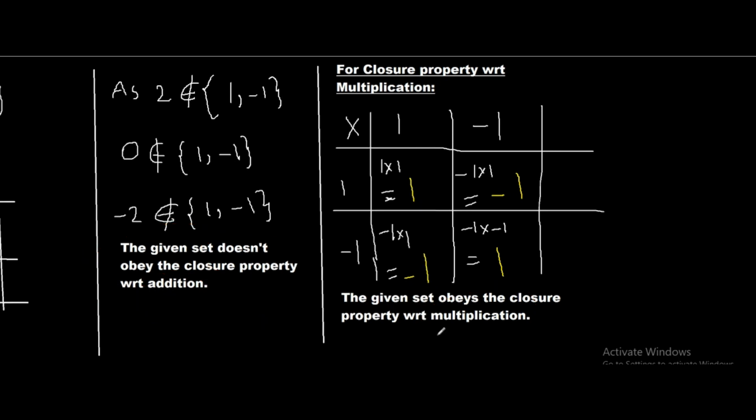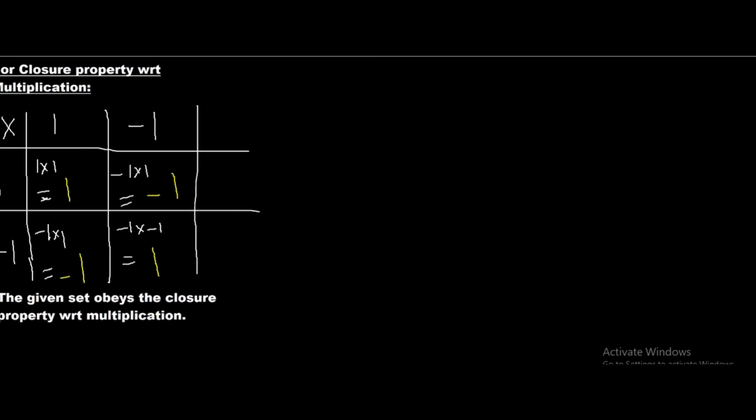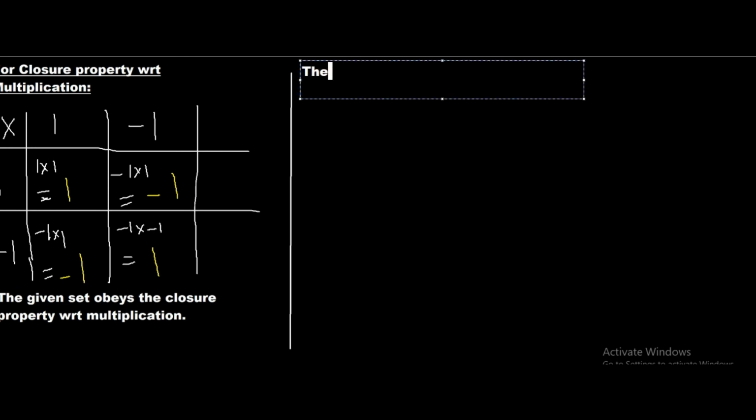Therefore, what is the final result? The final result must tell that the given set obeys the closure property with respect to multiplication but does not obey the closure property with respect to addition. So we will write this is the result.